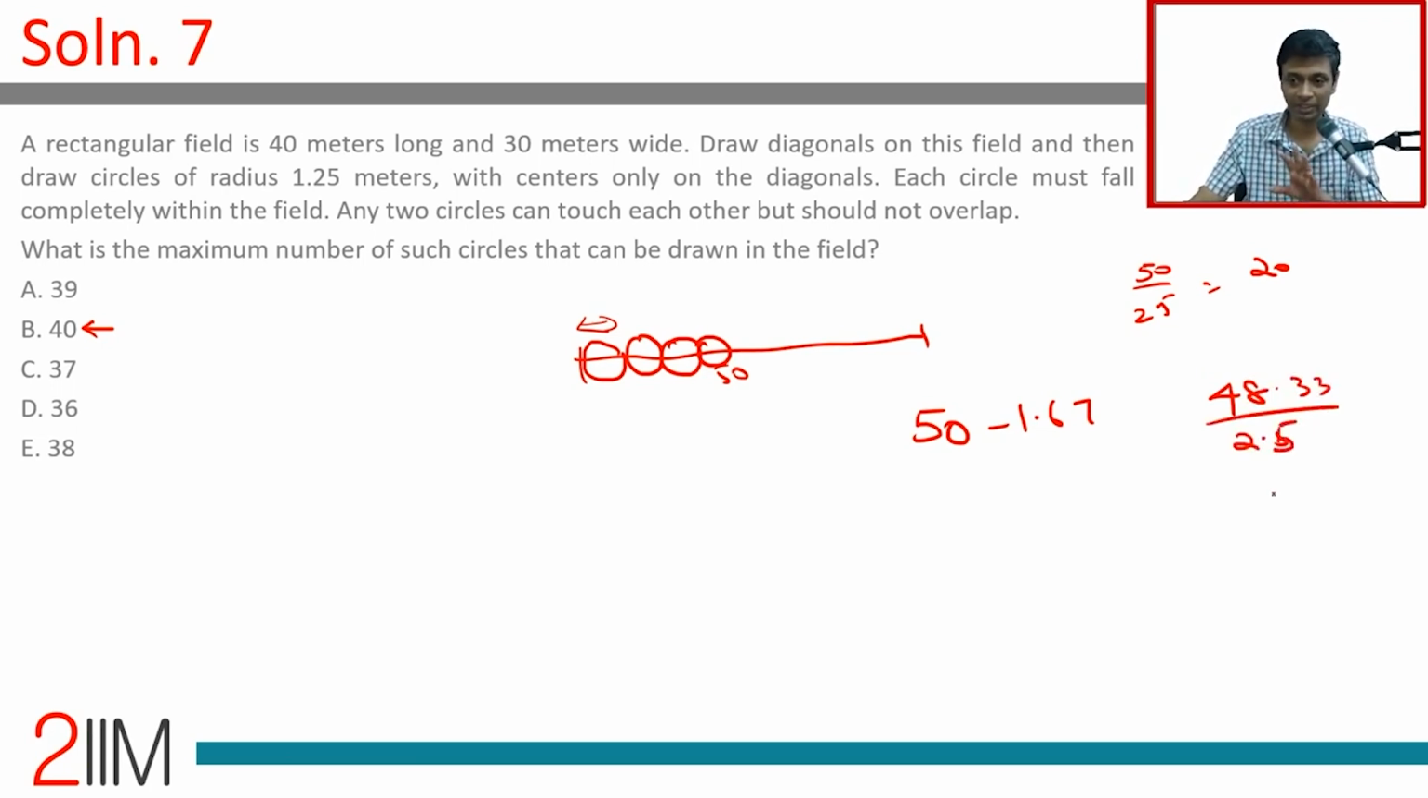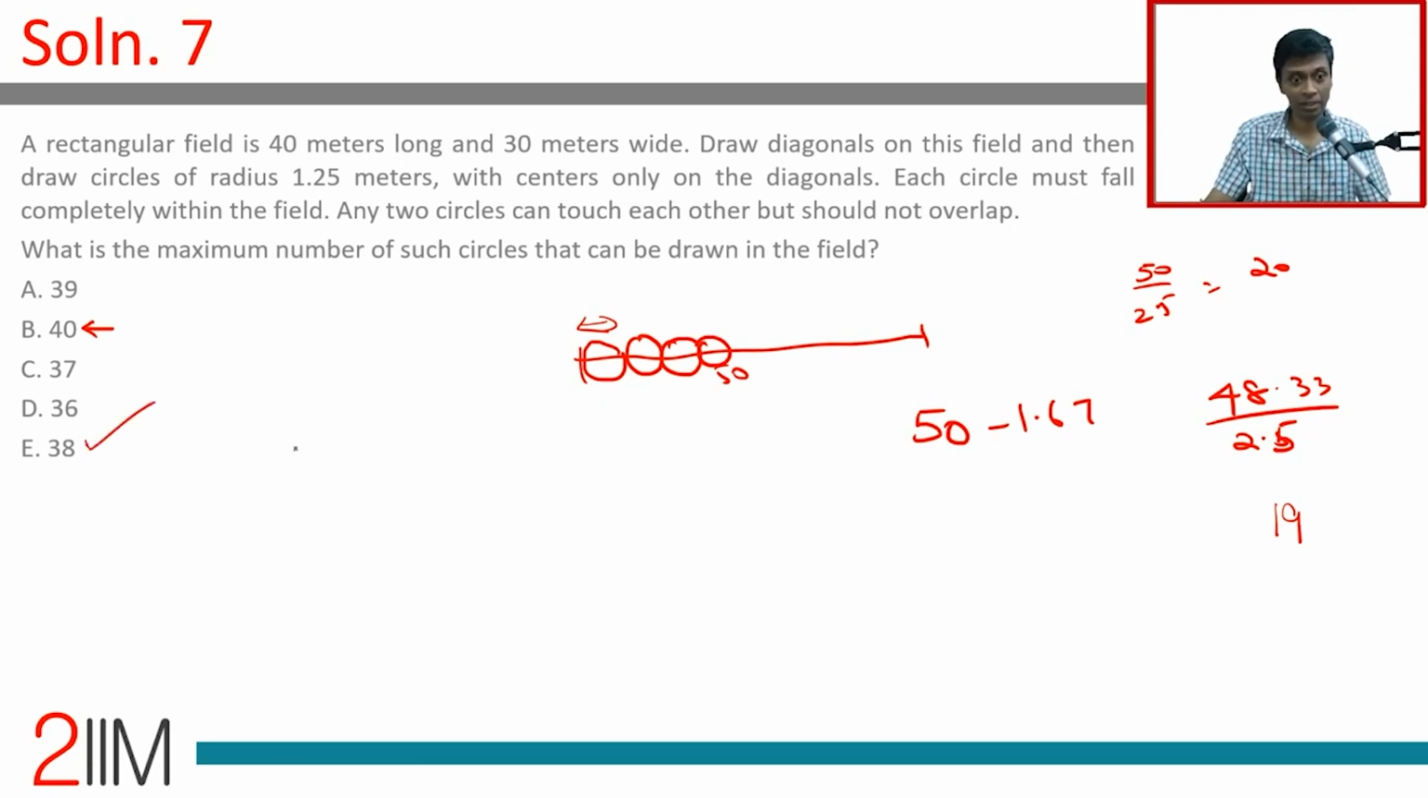Divide that by 2.5. Only that many circles can be drawn on this first diagonal. That takes us to 19. Brilliant. We cannot draw 20 on the first diagonal. 20 is too tight. That means it'll be right up to the edge. We put 19 there. We put 19 here. We get 38. It looks like it could be 38.